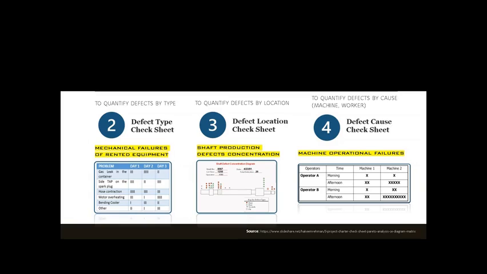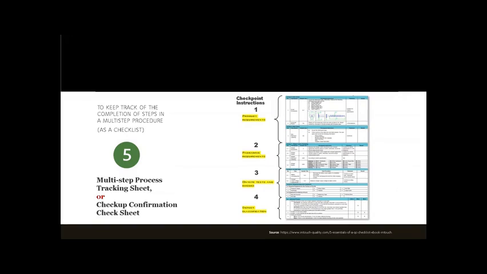The machine operation failures over the course of 2 shifts and between 2 operators on the right offers a good example of the fourth type. And last but not least, an example of tracking failures in the multi-step process is the multi-sectional tracking sheet used for quality control and compliance for export.